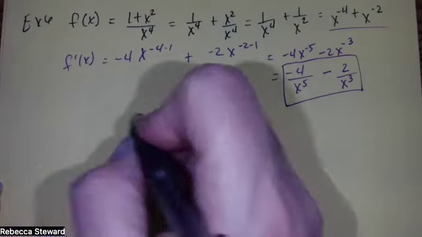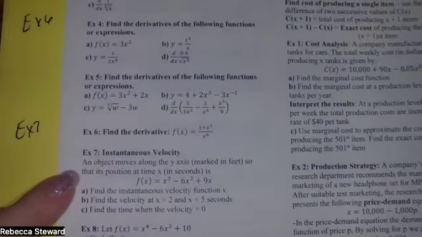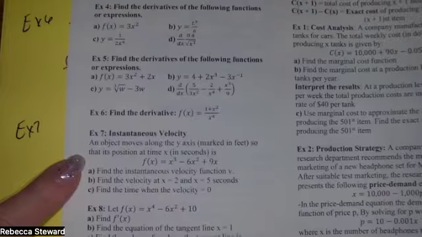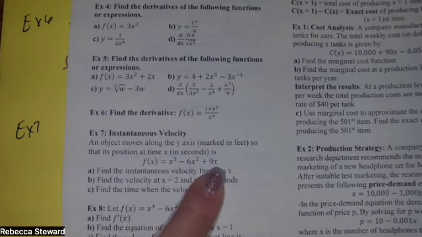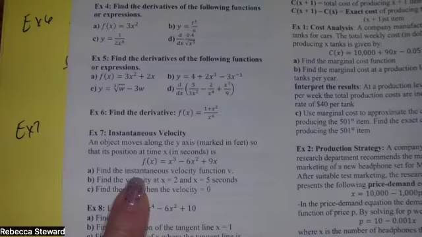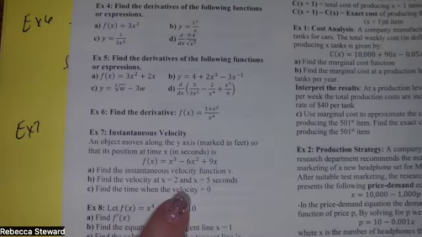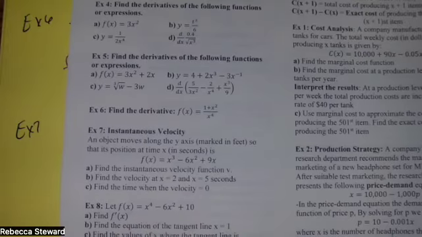All right, let's go to example 7. Now, for example 7, because we are in business math, we've got a little bit of a word problem. So we're talking about instantaneous velocity. An object moves along the y-axis marked in feet, so that its position at the time x, which is in seconds, is f of x equals this. We're going to find the instantaneous velocity function v, and the velocity at x equal to 2 and x equal to 5 seconds, and then we'll find the time when the velocity equals 0.